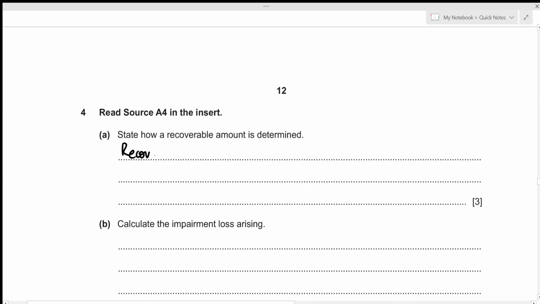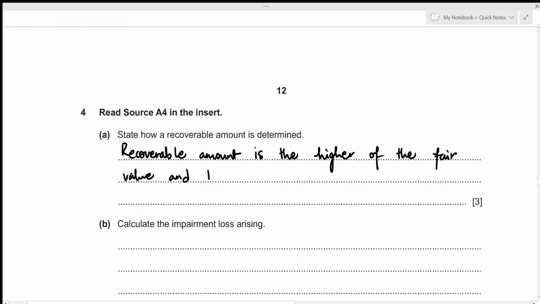Recoverable amount is the higher of the fair value and the value in use.